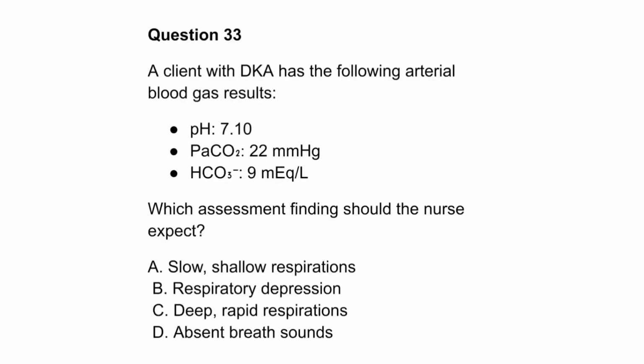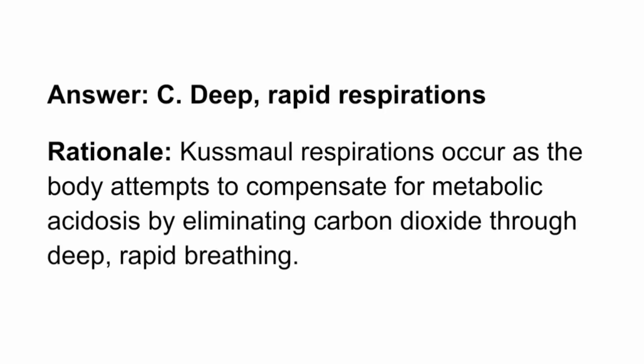Question 33. A client with DKA has the following arterial blood gas results. pH, 7.10. PaCO2, 22 mm of mercury. HCO3, 9 milliequivalent/L. Which assessment finding should the nurse expect? A. Slow, shallow respirations. B. Respiratory depression. C. Deep, rapid respirations. D. Absent breath sounds. Answer. C. Deep, rapid respirations. Rationale. Kussmaul respirations occur as the body attempts to compensate for metabolic acidosis by eliminating carbon dioxide through deep, rapid breathing.